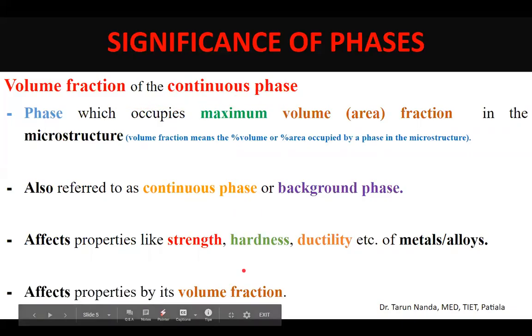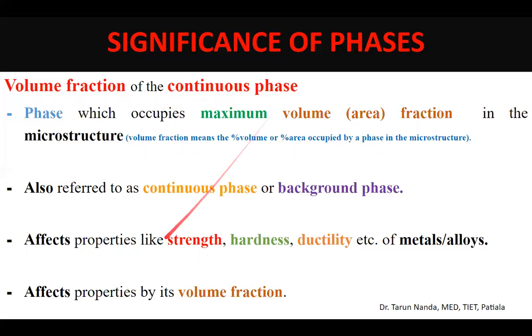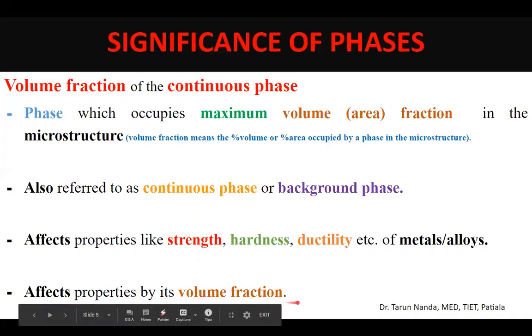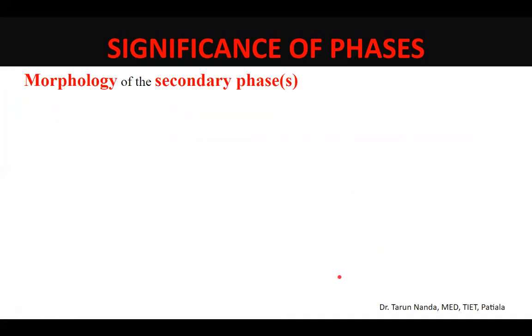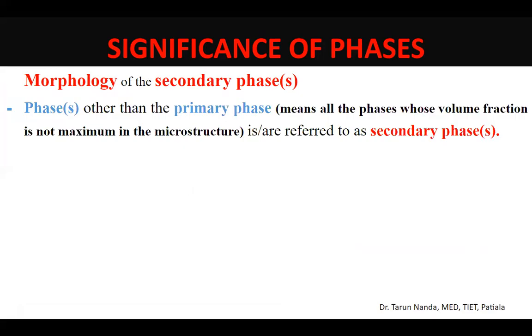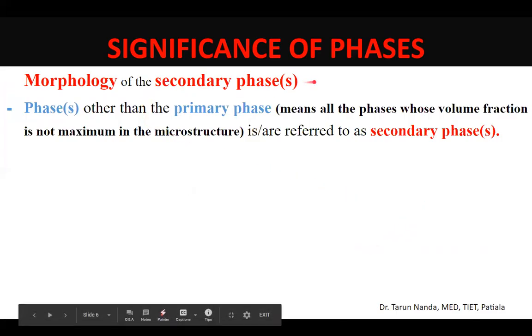Okay. Then, whatsoever properties are affected, you said that the continuous phase or primary phase or background phase affects these properties. Okay, understood. But how does it affect these properties? It affects these properties by its volume fraction. Okay, then we come to the secondary phase. The secondary phases are the phases which do not occupy the maximum volume fraction. So these phases are called secondary phases, or they are also called the discontinuous phases.